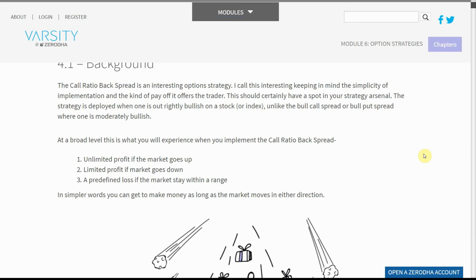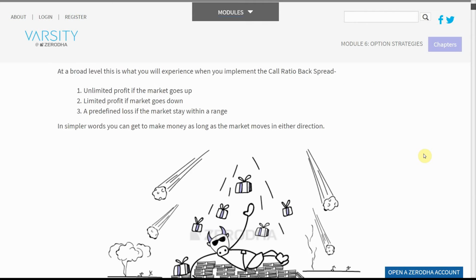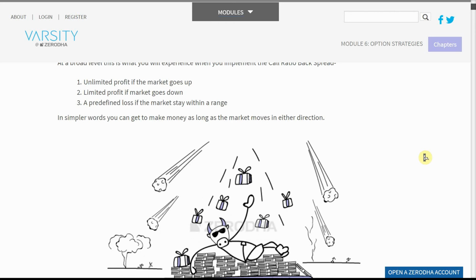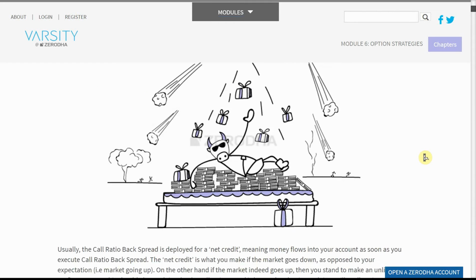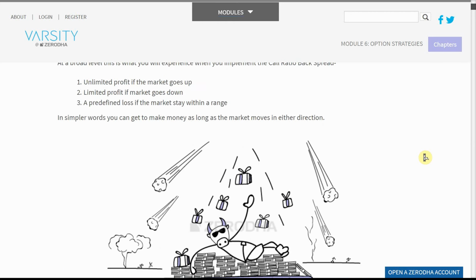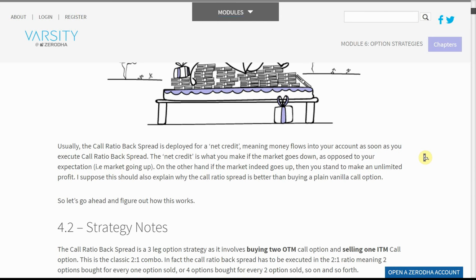At a broad level, this is what you will experience when you implement the call ratio back spread. Unlimited profit if the market goes up. Limited profit if market goes down. A predefined loss if the market stays within a range. In simpler words, you can make money as long as the market moves in either direction. Usually, the call ratio back spread is deployed for a net credit, meaning money flows into your account as soon as you execute the call ratio back spread.